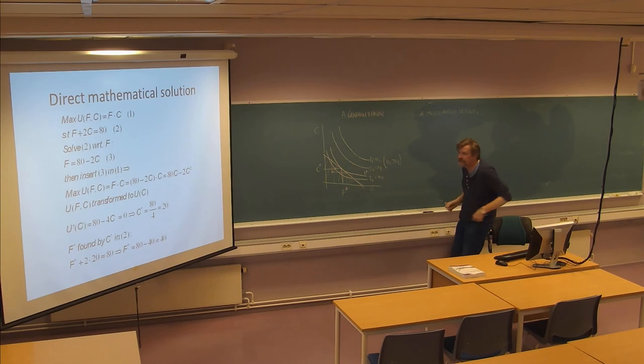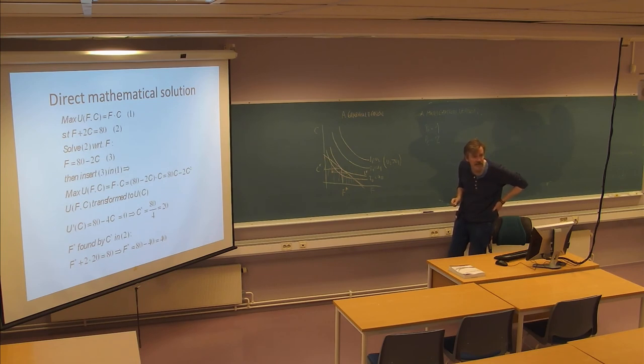And in this case, in this example at least, we do it a little bit simpler. Okay, we don't look at general prices here, we have numbers for the prices here. So if you look at equation 2 there, you see that P_F is assumed to be 1 here. There is a 1 in front of F, and P_C, the price of clothes, is given as 2. Okay, and there is an income here. How large is the income in this example?